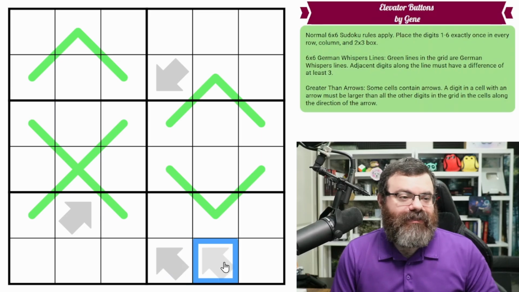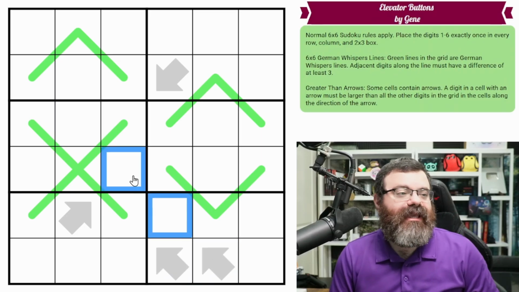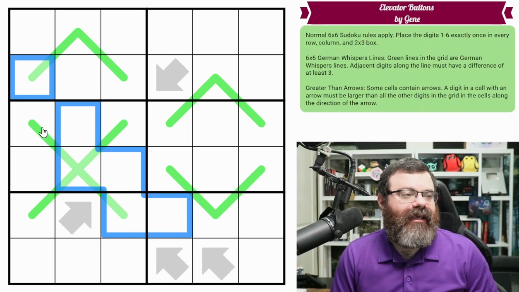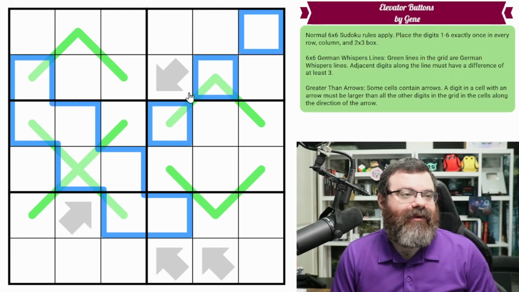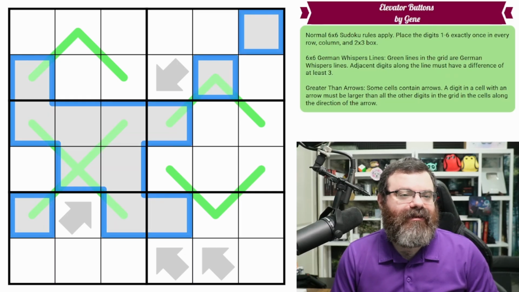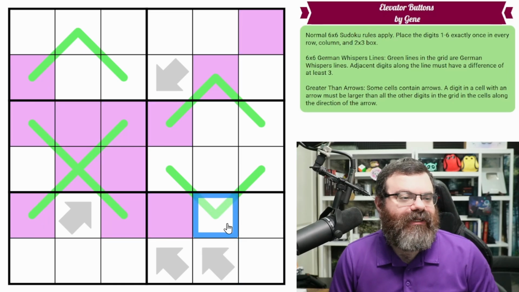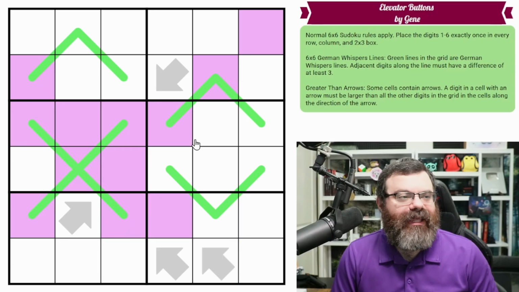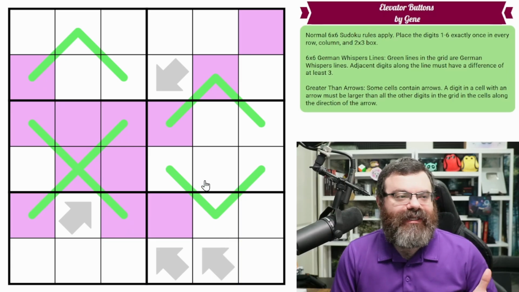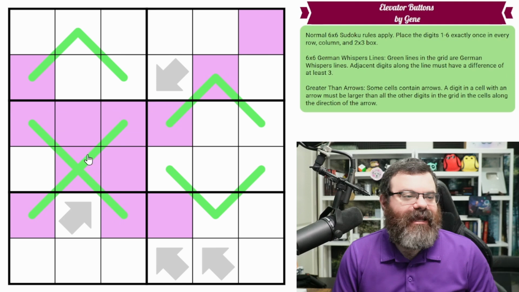I want to start with these arrows, and we know that we can't ever put a 6 in any cell that's pointed at by an arrow. So let's just look at every cell that's pointed at by an arrow. Let's give that a little subtle gray tint. You know what? Let's just be bold. Let's make them purple, because gray kind of interferes with the arrows here. So the purple cells just can't be 6 because they're pointed at by an arrow.